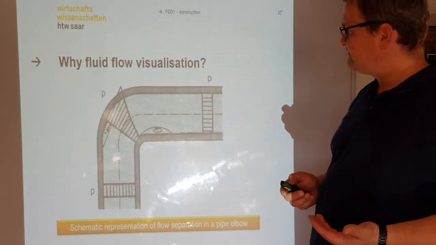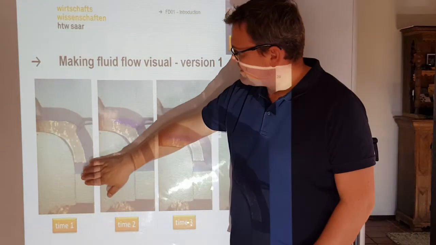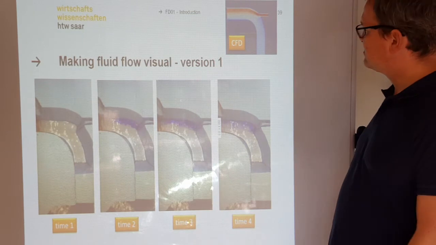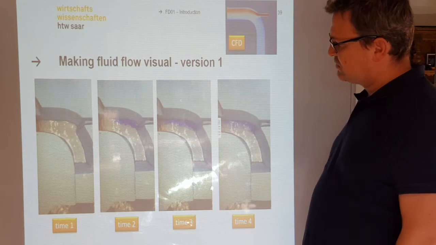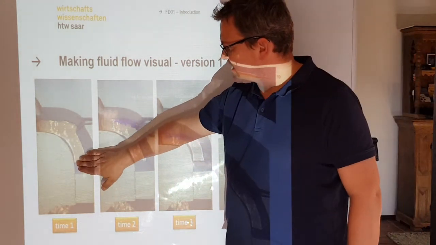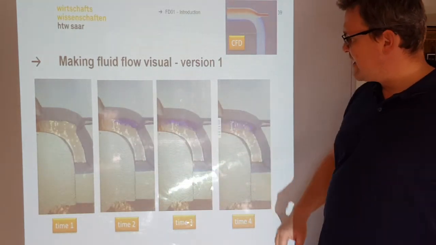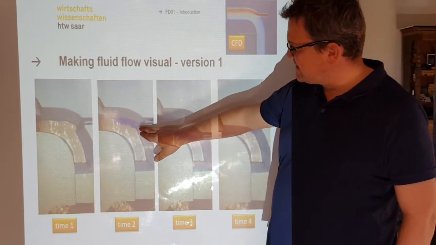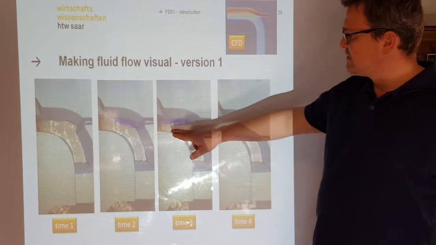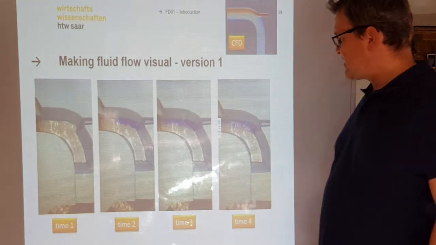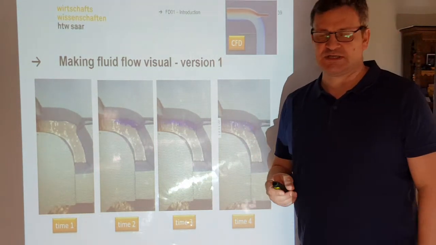And how have I done it? I built an experiment, and maybe it's not so good to see in this movie, but please download the slides or look into the slides, and here you see some water flowing through this elbow region. And what can you see? You see that here I injected some ink, some color, and with this color it was possible to see the turbulence, to see the swirls inside the elbow.